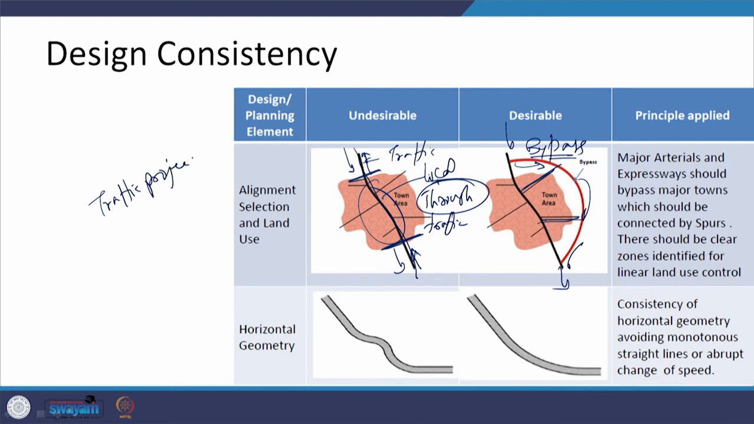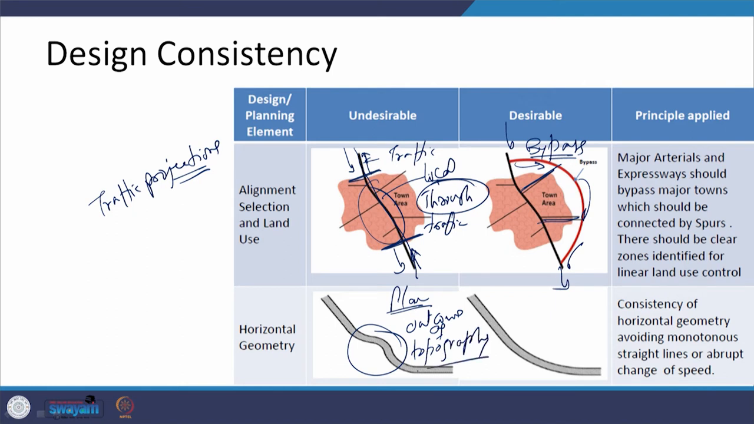And these traffic projections are usually done for a certain time period. So, we have to take that also into consideration. Now, here what we can see is that there is a horizontal profile being given. So, this is again a plan, but in this plan there is some deviation. And this deviation could have been smoothened very easily, unless this is an outcome of topography.